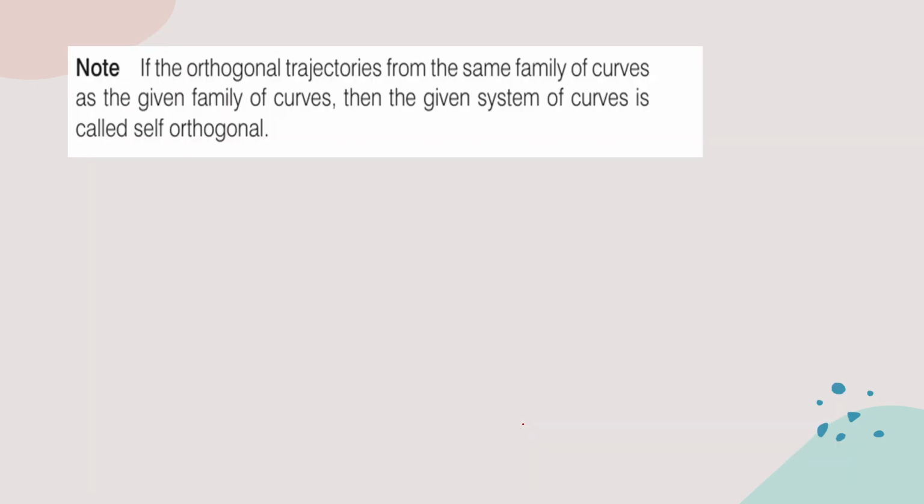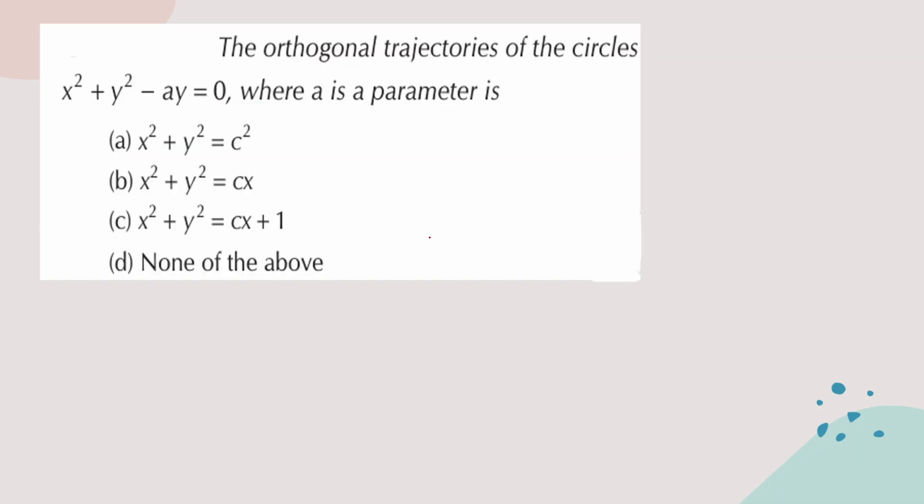One more thing to note: if the orthogonal trajectories form the same family of curves as the given family of curves, then the given system of curves is called self orthogonal. Suppose the family of curves given to you is circles, and the orthogonal trajectories also come out as circles, then this is called self orthogonal. Okay, let's understand a question.